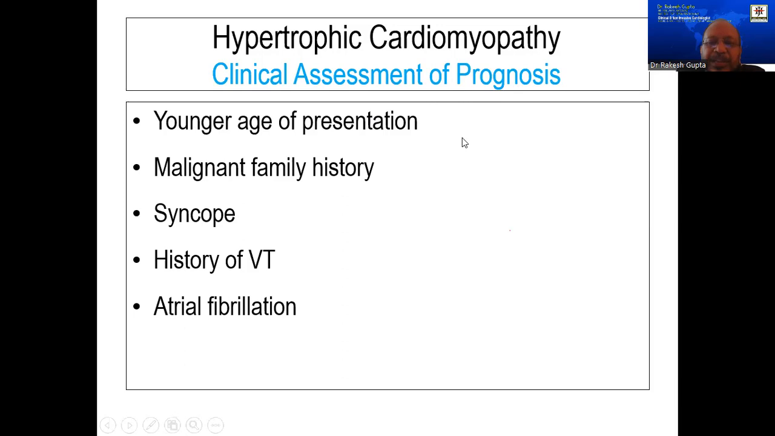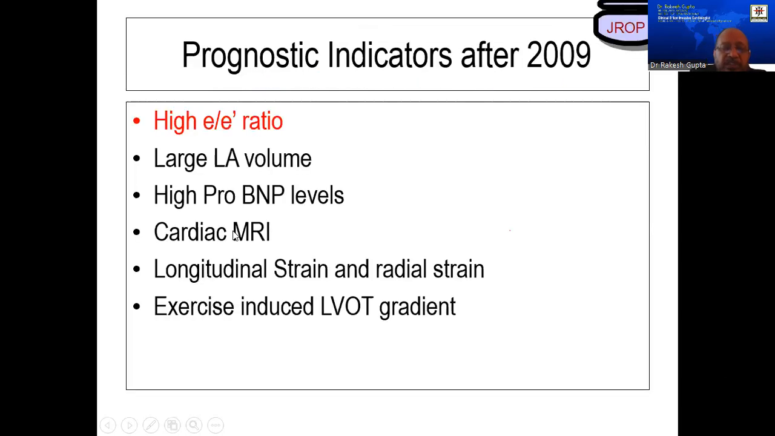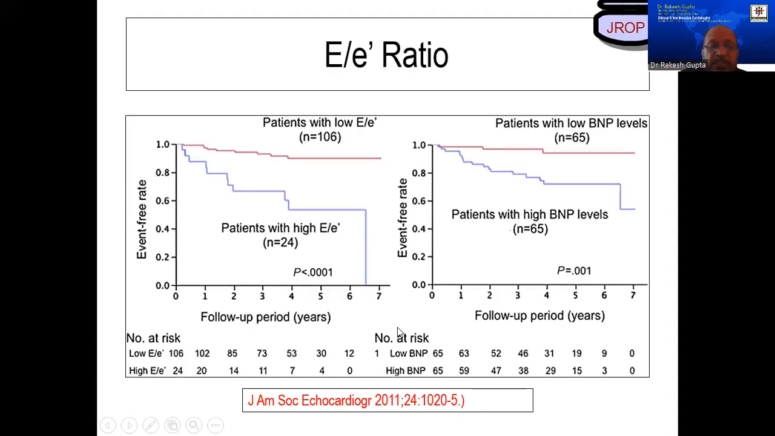Then what are the clinical assessments for prognosis? Younger age, poor prognosis. Malignant family history, very poor prognosis. If the patient has a history of syncope, and if you document VT, then obviously they have poor prognostic features. Since 2009, we started looking for certain important prognostic features in this subset of populations. High E/E prime ratio, large LA volumes, high pro-BNP levels, cardiac MRI to rule out sarcoidosis or a tissue which is arrhythmogenic, then longitudinal and radial strains and exercise-induced LVOT gradients.